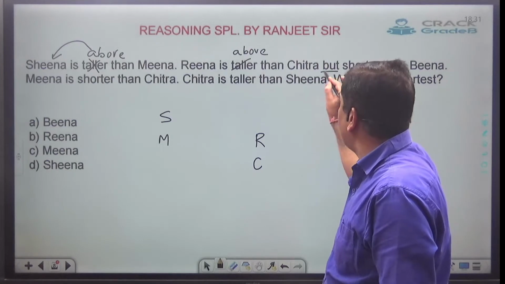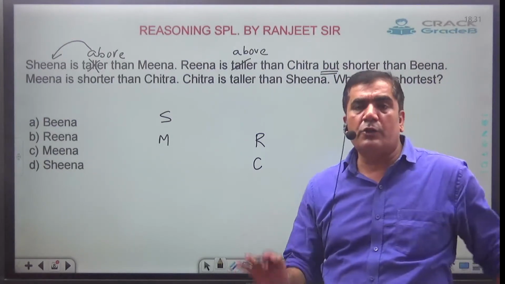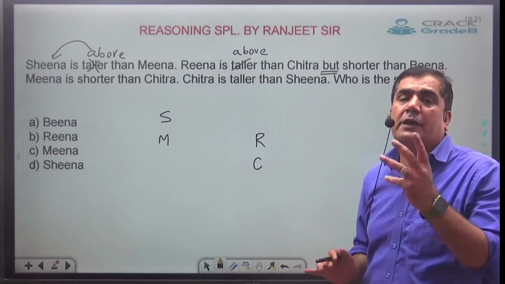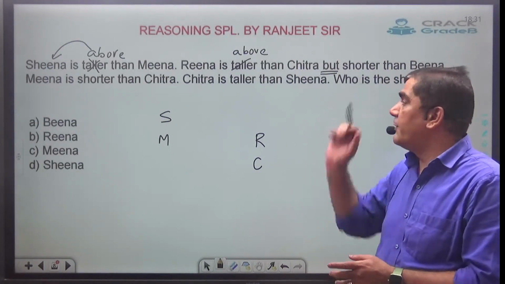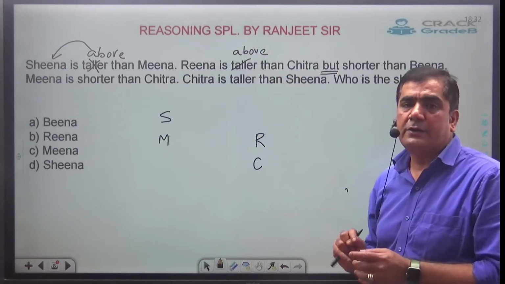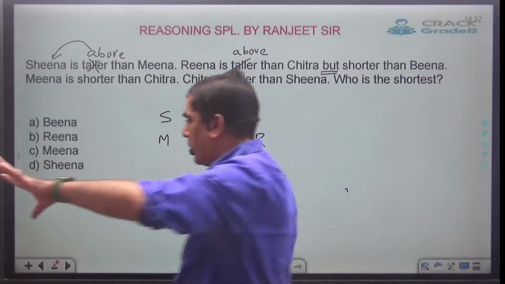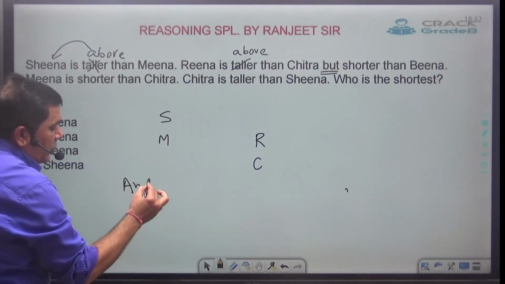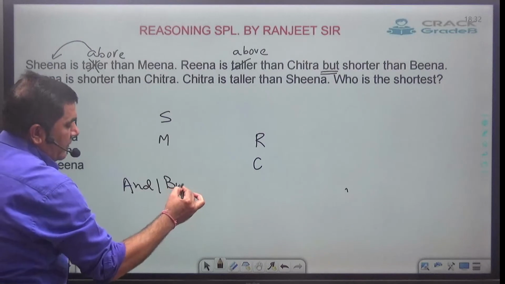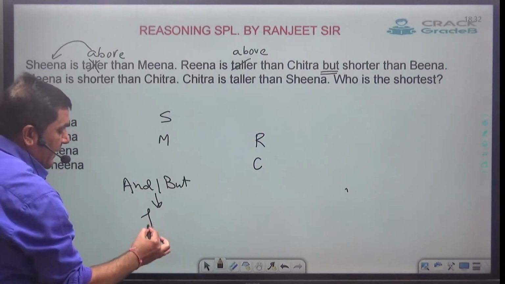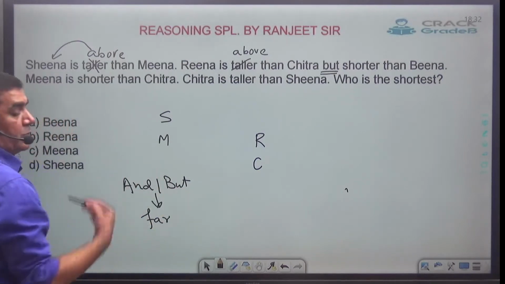Then they have used the word but. So now the question comes, but stands for which person? Chitra or Reena? How to get this one? Now, everyone please be focused on the board. See, whenever any word like and or but is going to come, this and but always stands for the person that will be far from these two.